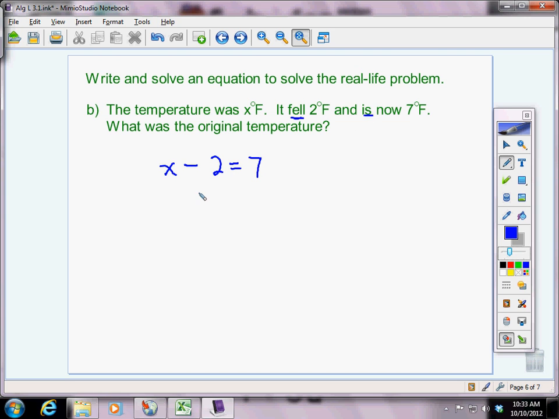If you wanted to solve it quickly, we know we could add 2 to each side and get X equals 9. Does it make sense? The temperature was 9 degrees Fahrenheit. It fell 2 degrees and is now 7. Yes, that makes sense.